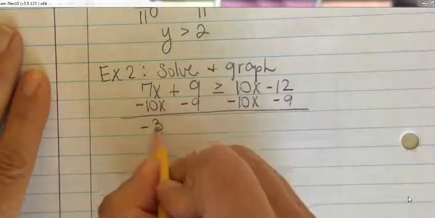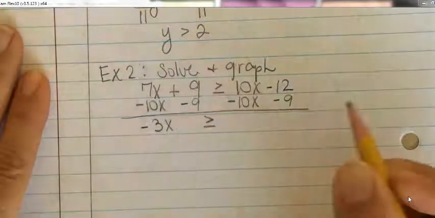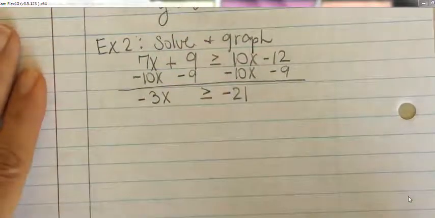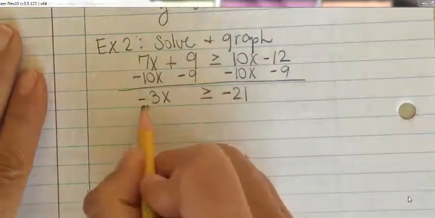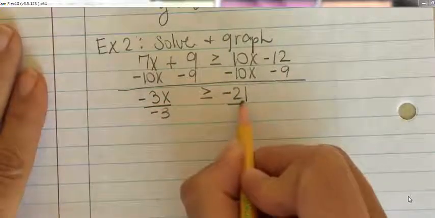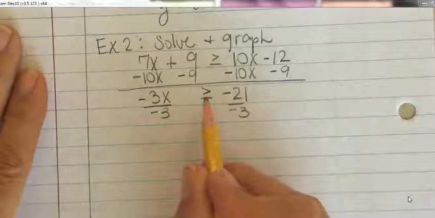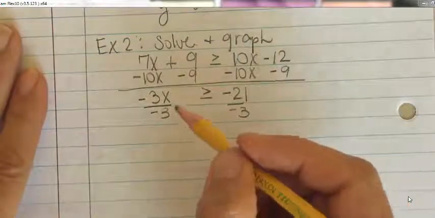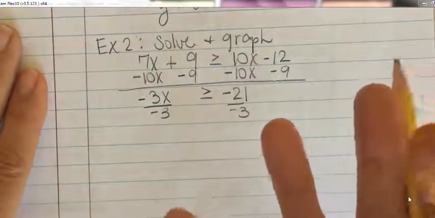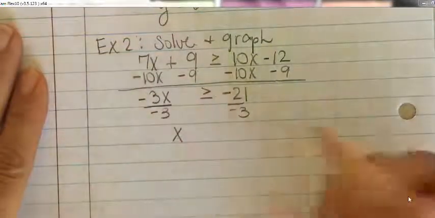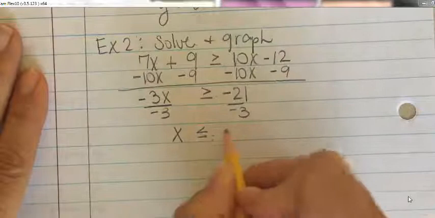So this is a negative 3x greater than or equal to negative 21. So to get x by itself, I divide by negative 3. That's important. If I'm dividing by a negative, this sign is going to flip, right? Because basically everything's changing values. What used to be negative is now going to be positive. So this is now going to be just x less than or equal to 7.